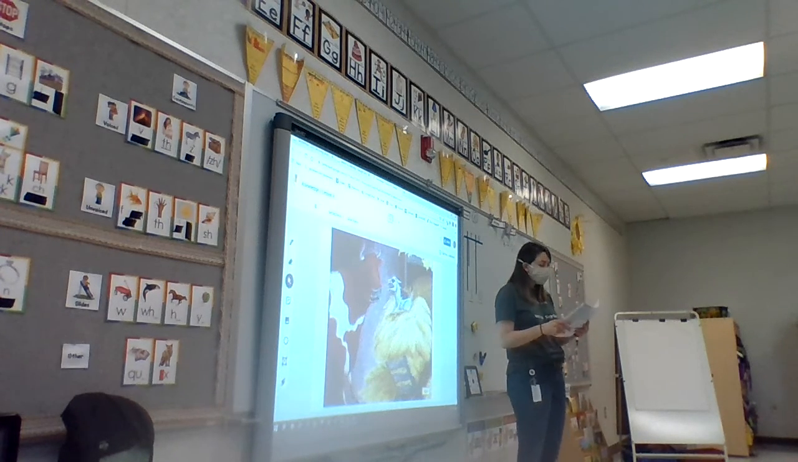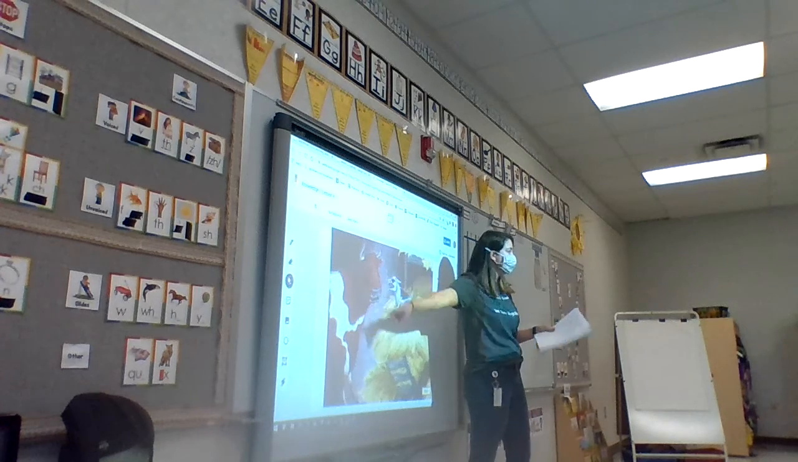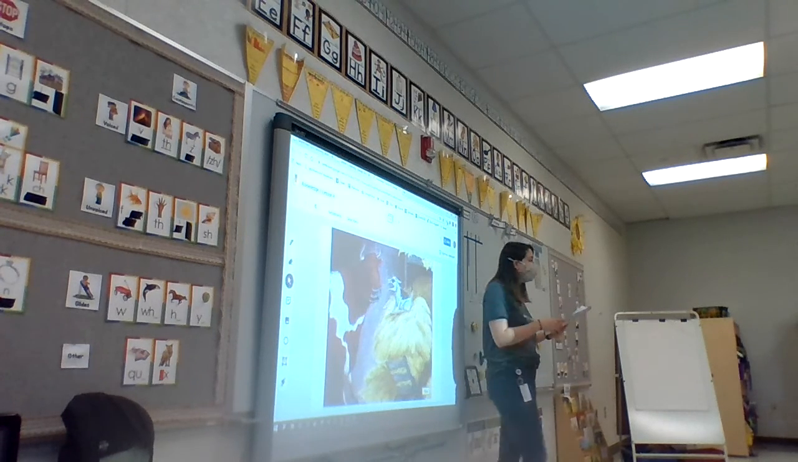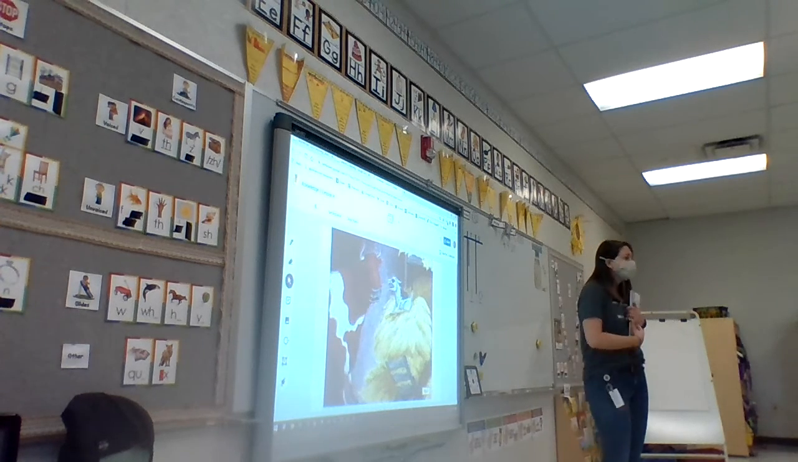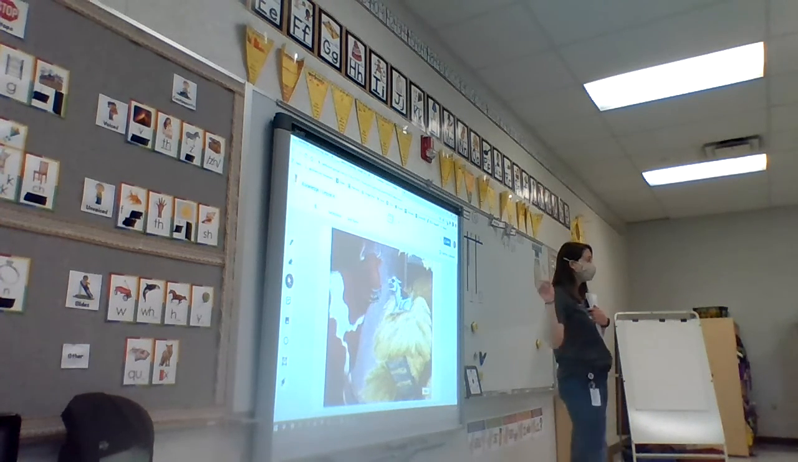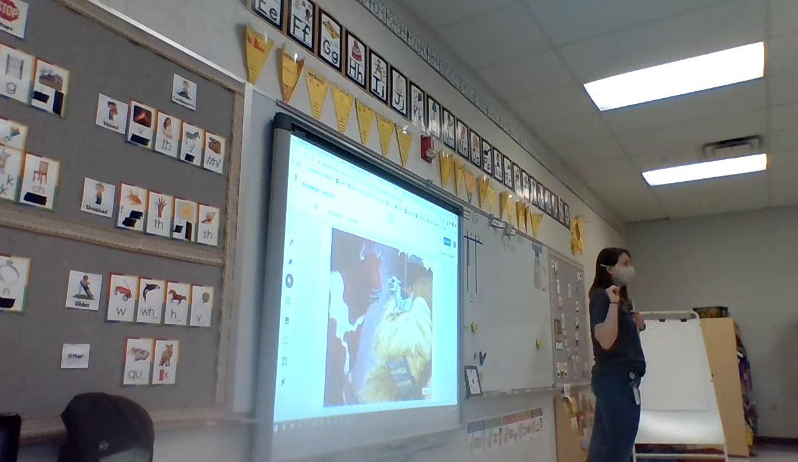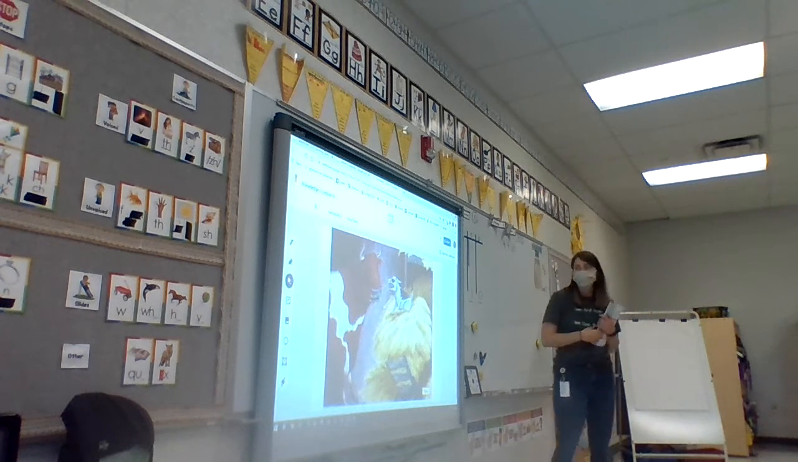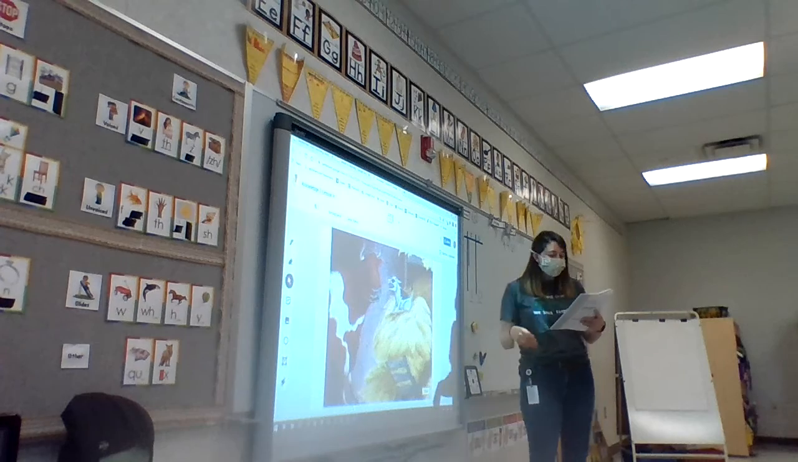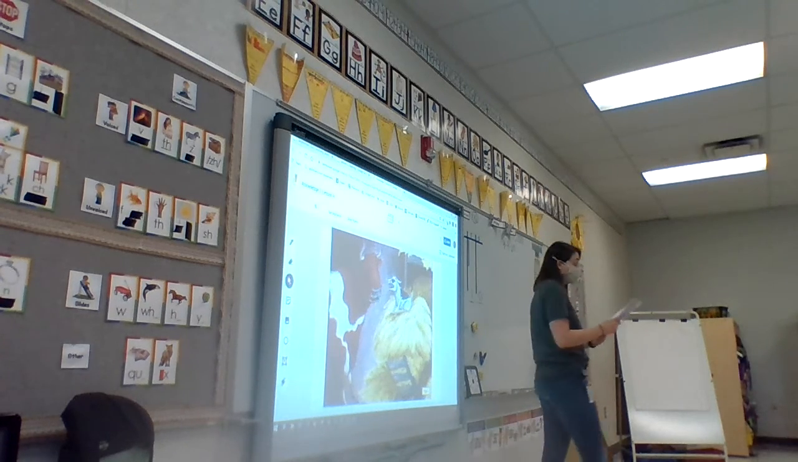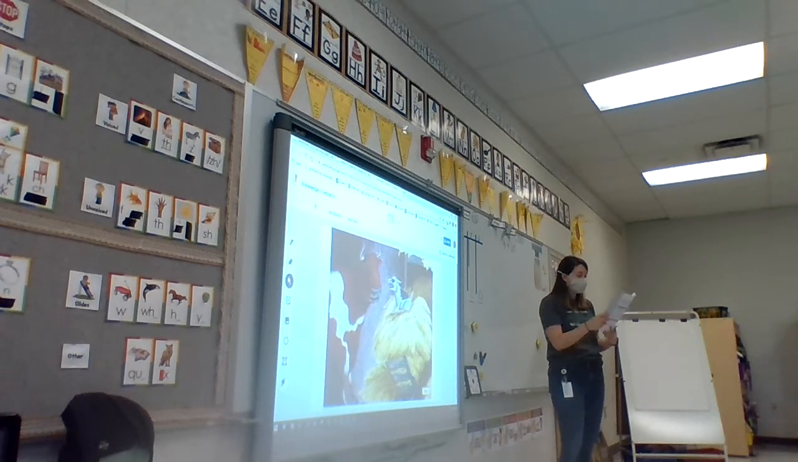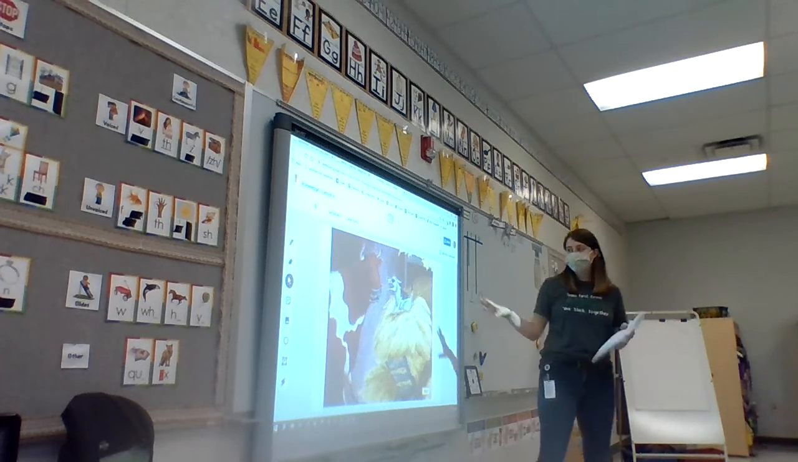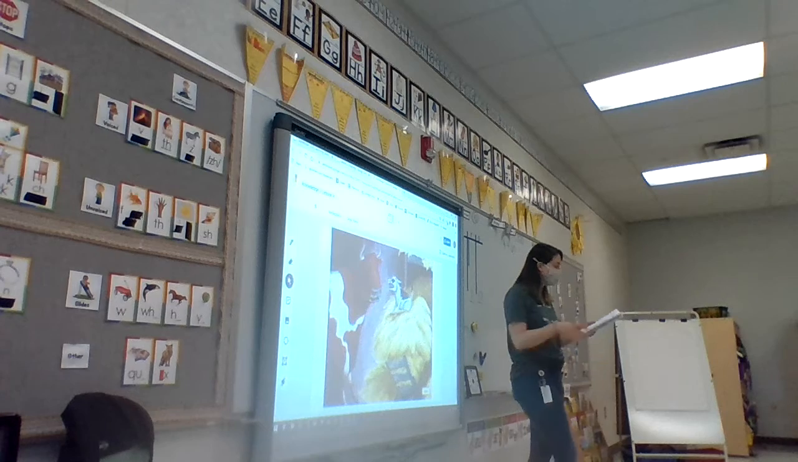Okay. The large animal right here is an ox. An ox is similar to an animal that you've seen before. What does it look like, Hadley? A cow. It looks like a cow. So they are related. The ox is similar to the cow. I think it's a little bit bigger.